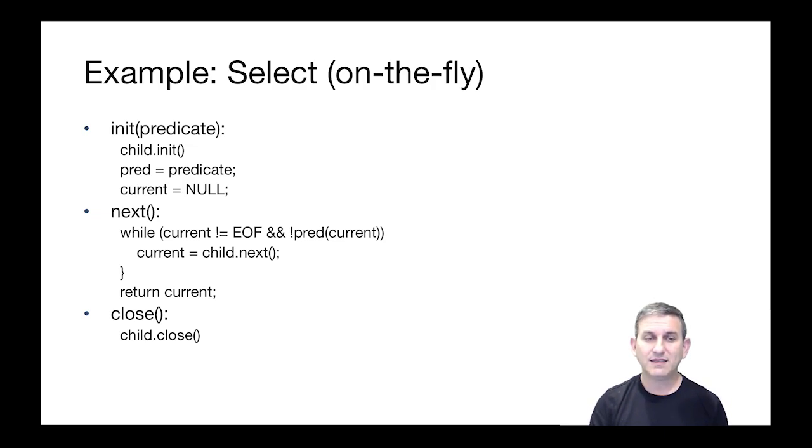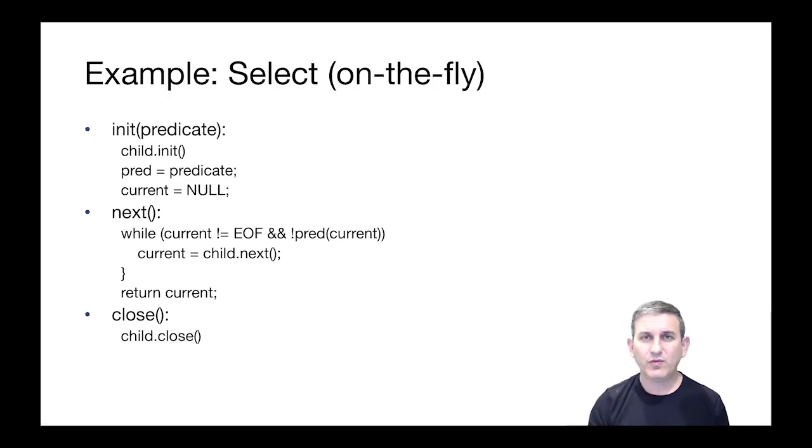Now, when you call next on a select operator, it works like this. While current does not equal EOF, end of file, or end of fun, if you like, and the predicate is false on the current tuple. While that's true, that means that we can't return this tuple because the predicate is false, but there's more tuples to go. So we'll say current equals child.next. And so you can see we're asking the child for a new tuple. Now we keep doing that until we either hit the end of file from the child or we find a tuple that satisfies the predicate.